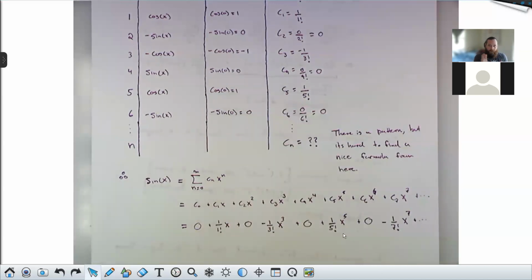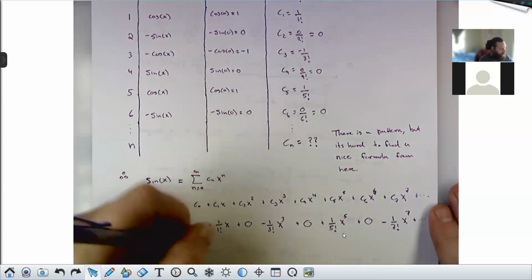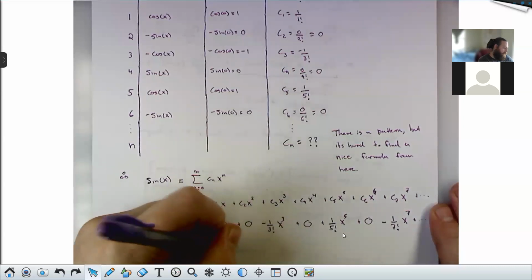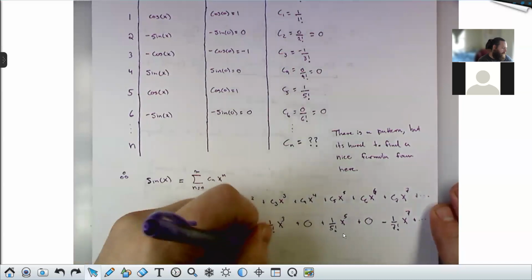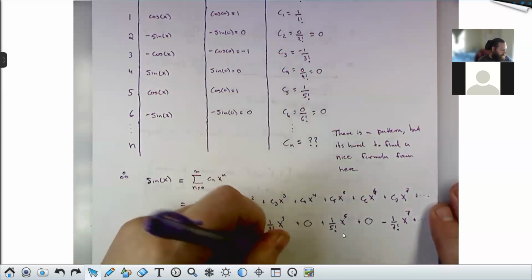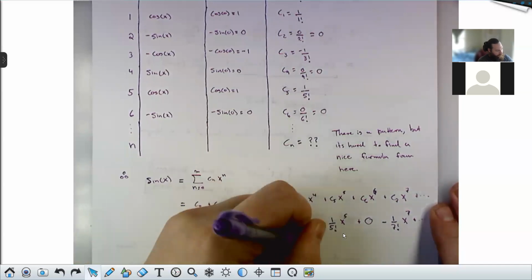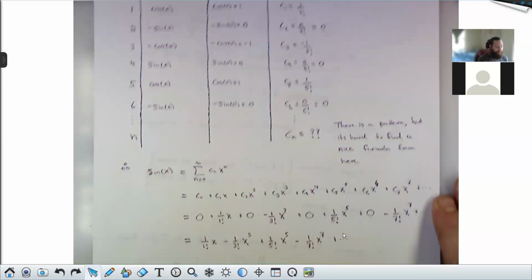Now what I'm going to do is stop writing the zeros. A lot of these terms are 0. I don't need to write them. So I get 1 over 1 factorial times x minus 1 over 3 factorial times x cubed plus 1 over 5 factorial times x to the 5 minus 1 over 7 factorial x to the 7 plus, and so on.